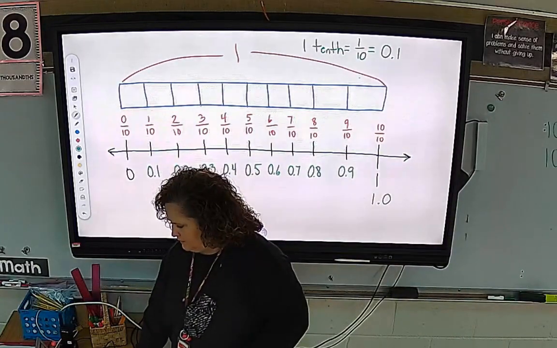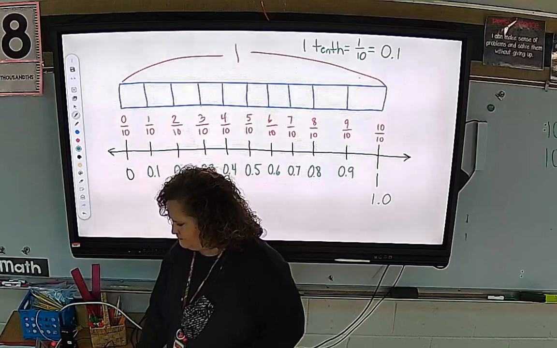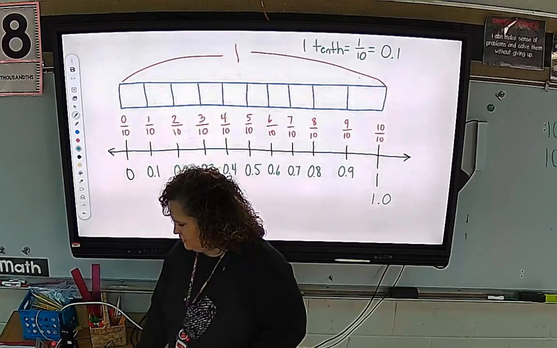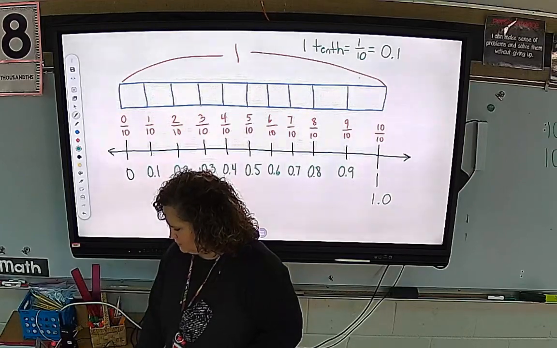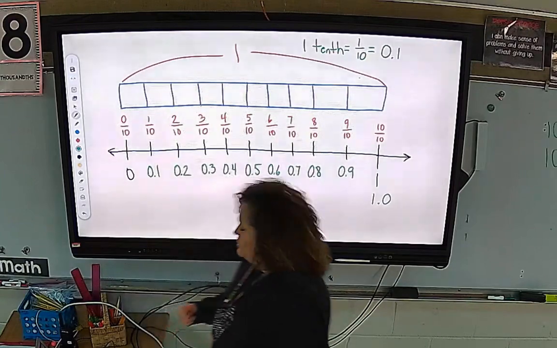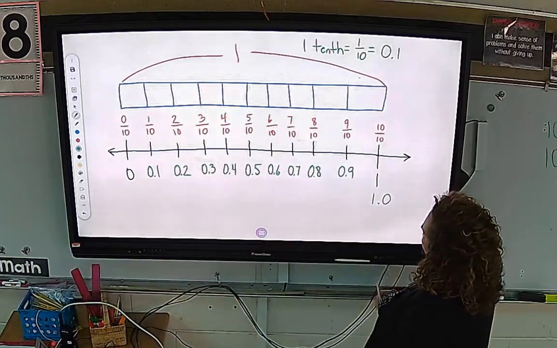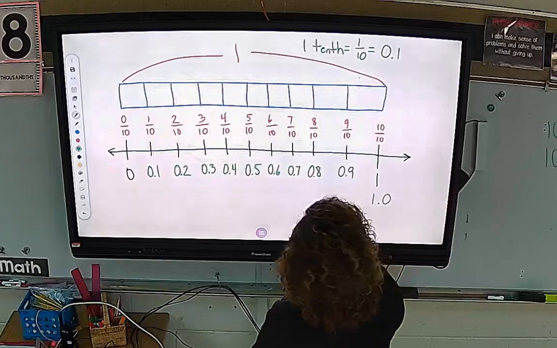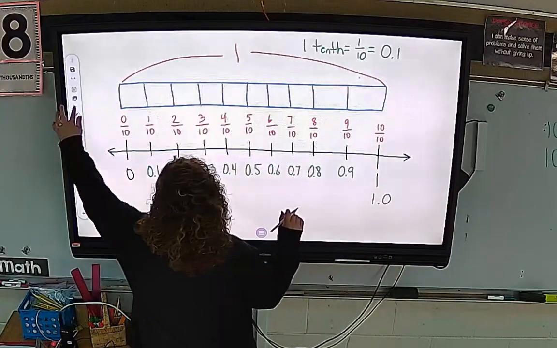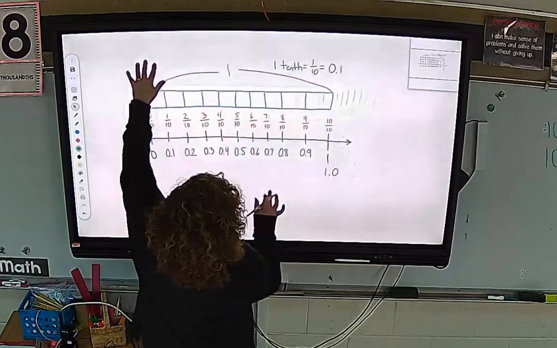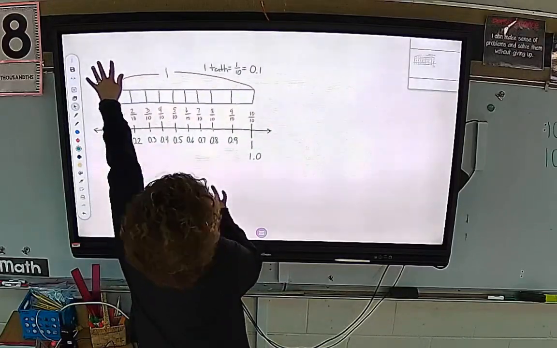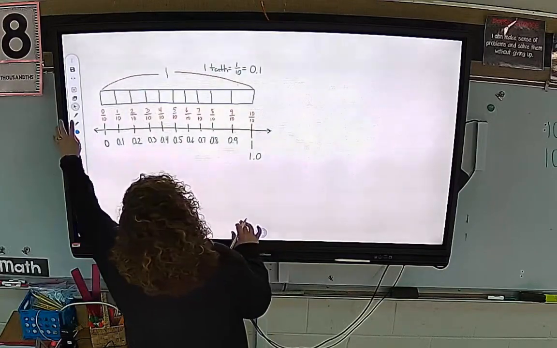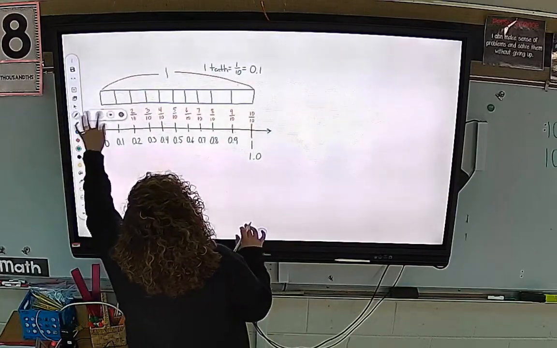Okie doke. We've labeled our tape diagram and our number line. We've done that. See, we're just moving along. Okay. So, let me ask you a question. I don't want to get rid of this, but I'm going to need some space, so I think we can still see it. Okay. Let's come over here.